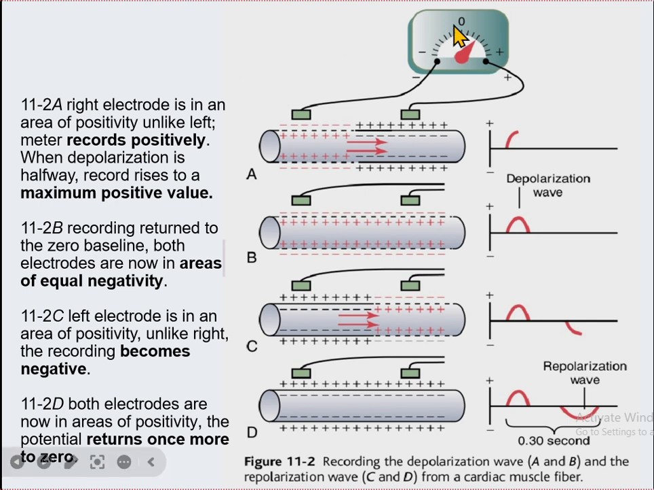When will the voltmeter give you a 0 millivolt? It will give you 0 millivolt if the negative terminal and positive terminal are both in the same regions of equal charges. If this side is negative and also this side is negative, that is when it goes back to the zero baseline. So this baseline is the 0 millivolt line. When does it come to the zero?